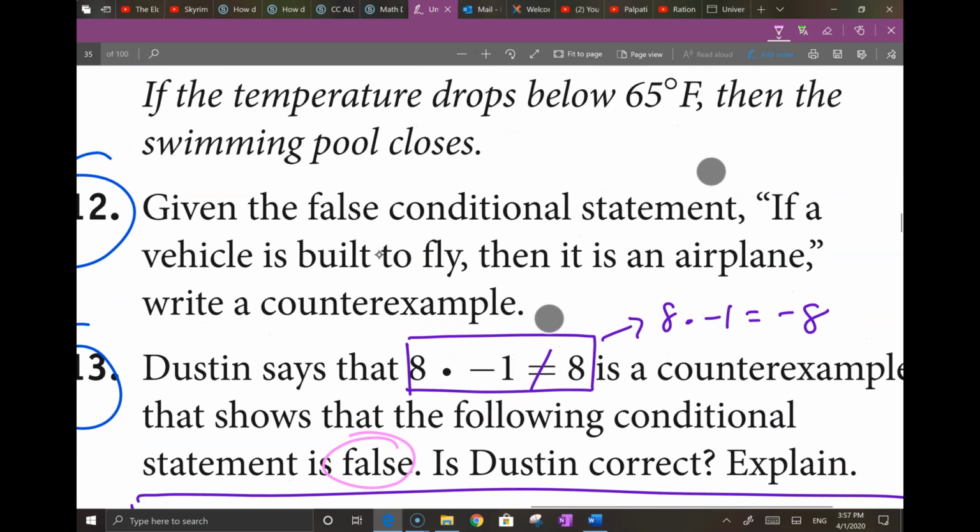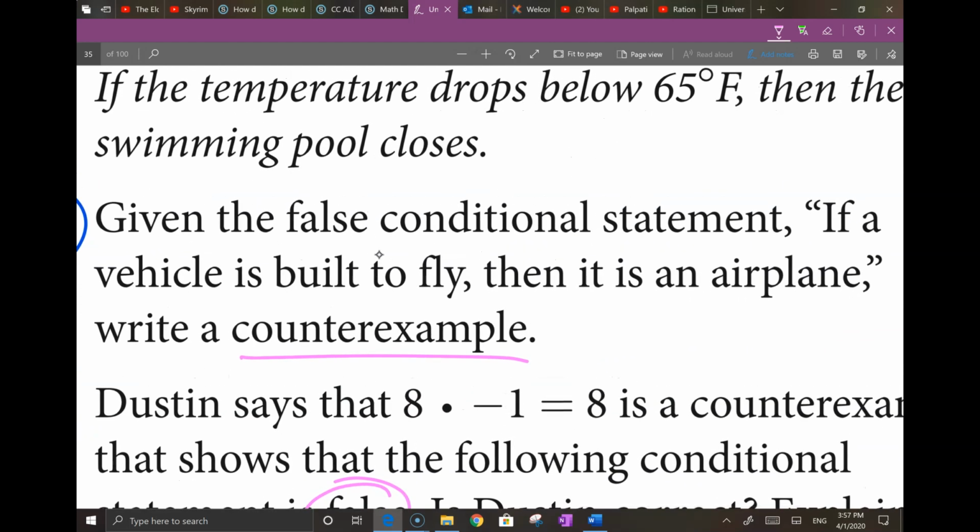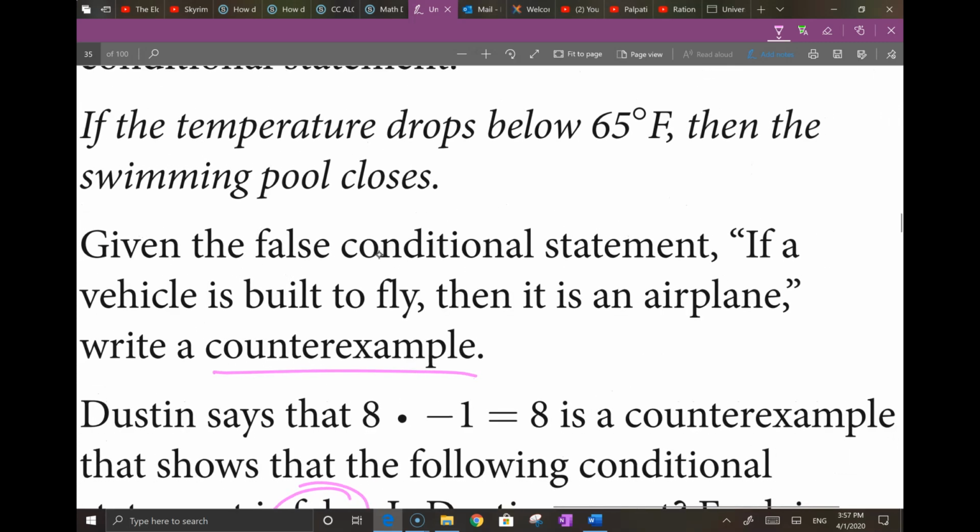Number 12. Given a false conditional statement, if a vehicle is built to fly, then it is an airplane. Write a counterexample. A counterexample is simply one example that demonstrates that the conditional statement is not true in all conditions. So if you're saying that if a vehicle is built to fly, then it's an airplane, then you have to come up with an example of something that is built to fly but is not an airplane. And one example of that could be a helicopter.